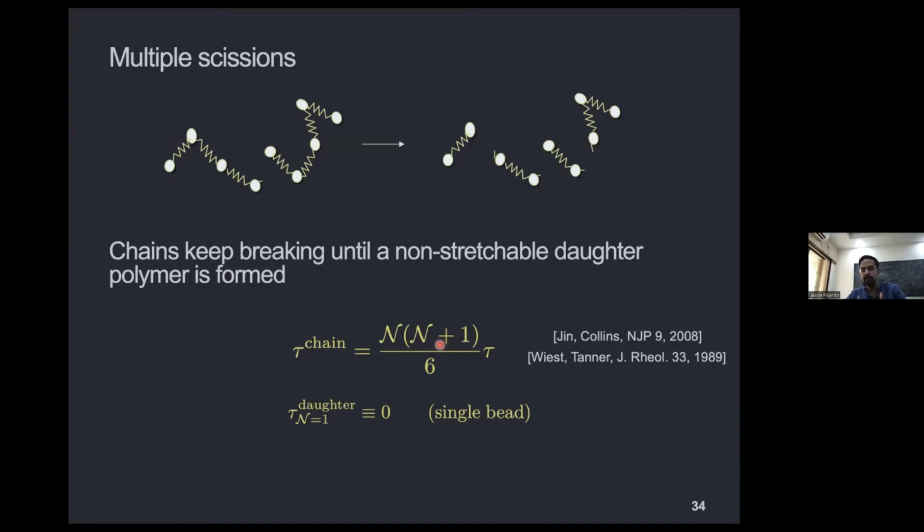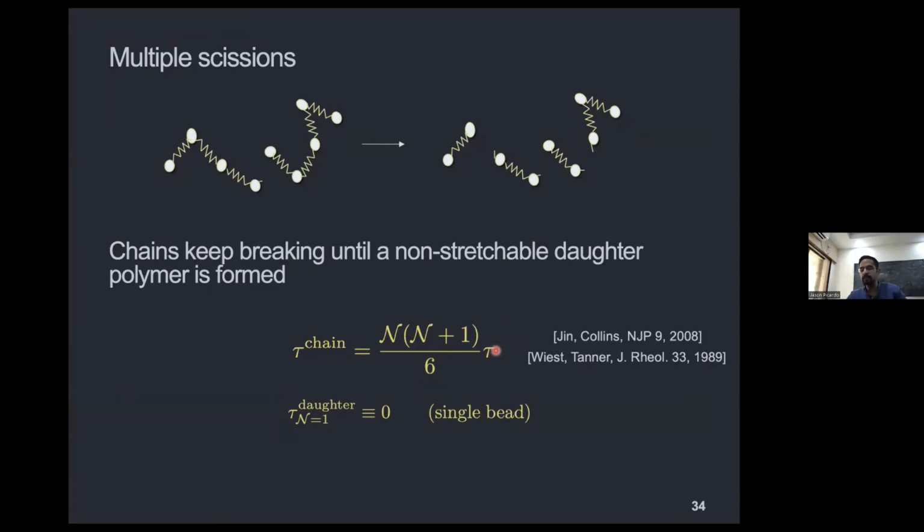Now, how can we use this, or understand this, when it comes to multiple scissions? The way to see this is I now have a chain, let's say my parent polymer is a 10 bead chain, so I have 9 links in it. Each of the links has a timescale tau. If the original parent has 10 beads, then the effective relaxation time is 10 to the power 11 by 6 times tau, right? So it's a long relaxation time.